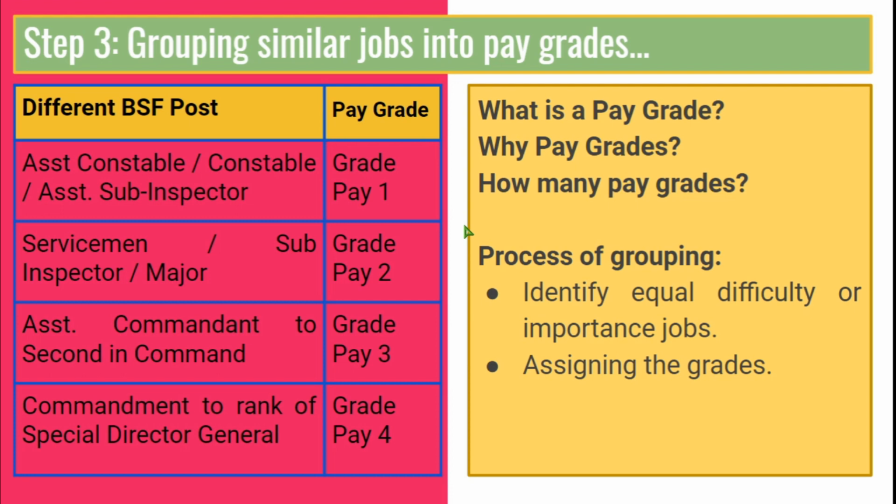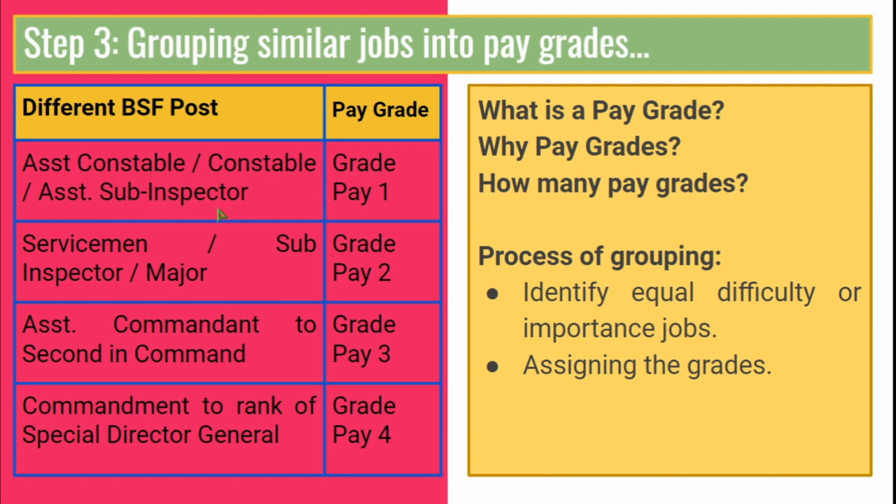All right. In the process of grouping similar jobs into pay grades, we need to take note that a pay grade consists of jobs having equal difficulty or importance as established by job evaluation. Kindly refer to the table on the left where we have grouped equal difficulty or importance jobs into 4 categories of Border Security Forces. Like the first category includes assistant constable, constable, and assistant sub-inspector, and so on.